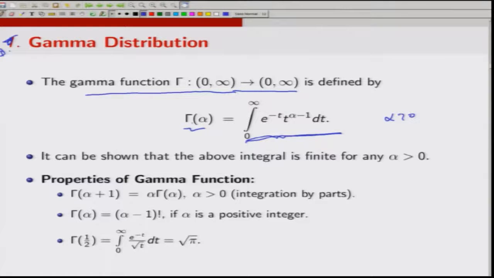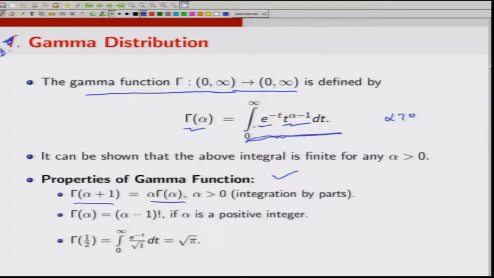So, a few properties of a gamma function. One can see that gamma alpha plus 1 is the same as alpha times gamma alpha, which is straightforward if you do integration by parts, taking e to power minus t as an integrating factor and t to power alpha as the differentiating factor. So, once you do that, gamma alpha plus 1 turns out to be alpha gamma alpha.